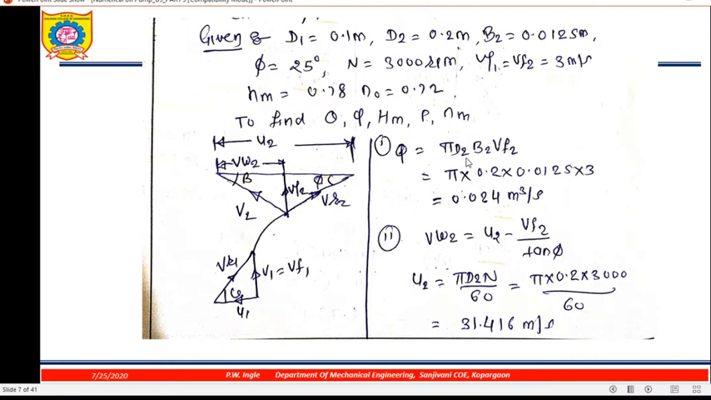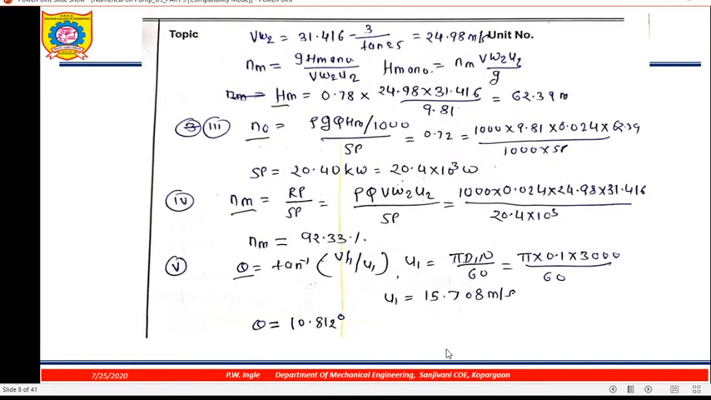So first of all, what is Q? Pi D2 B2 into Vf2. So you put the values, you will get the answer as 0.024. Now what is Vw2? Use the tan phi, opposite upon adjacent. So we get the equation Vw2 equal to U2 minus Vf2 upon tan phi. Vf2 we know because Vf1 equal to Vf2. So we have to calculate U2, pi D2 N by 60. So it is 31.416 meter per second. Therefore you can calculate Vw2. So you are getting 24.98 meter per second.